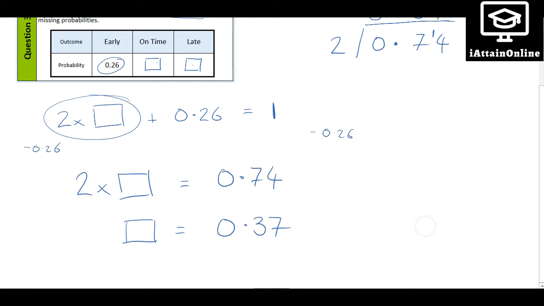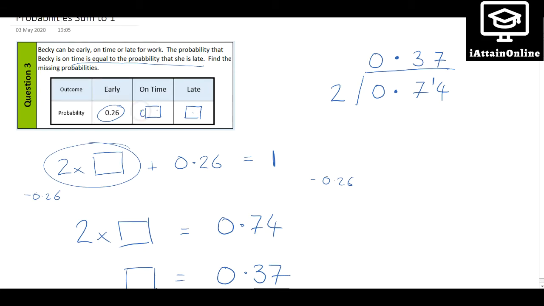0.37. So now that I know what one box is worth, I can rub that bit out, and I can write 0.37 and 0.37. It's always worth just checking with your final answer that these 3 add up to 1, which in this case they do. And just double check in the question as well, the probability that Becky is on time is the same as the probability that she's late. So our answers kind of make sense there.